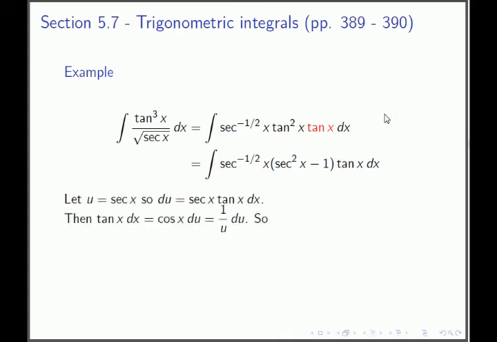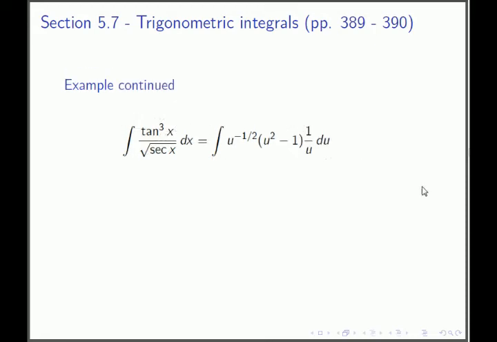Okay, now we let u equal secant x so that du equals secant tangent x dx. Then tangent x dx equals cosine x du, just by multiplying both sides of this by cosine. Then I notice that since cosine is just 1 over secant, that's 1 over u du. Okay, well then now we can rewrite our integral. Here's secant to the negative 1/2 x, that's just u to the negative 1/2. Secant squared minus 1 is u squared minus 1, and then we already noted that tangent x dx is 1 over u du. So let's multiply that out.